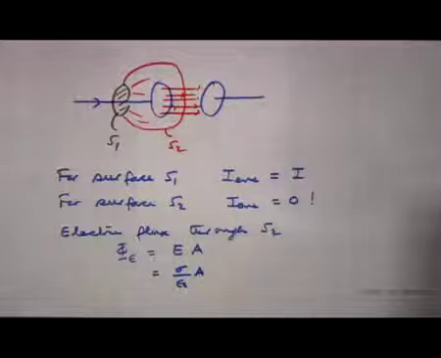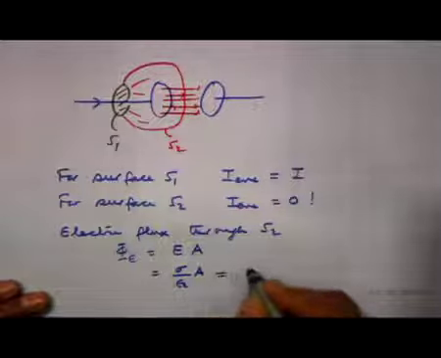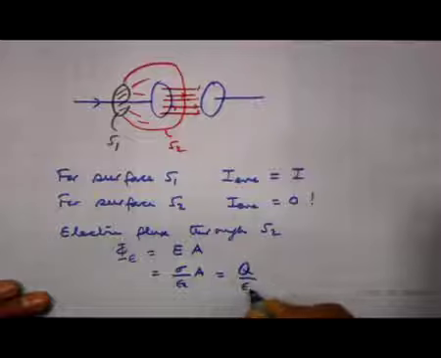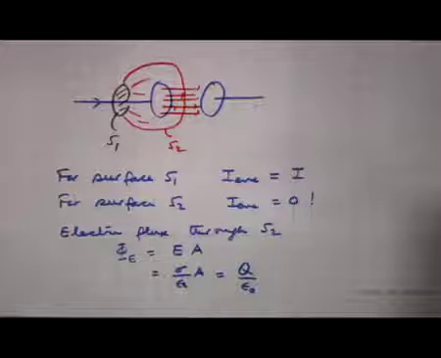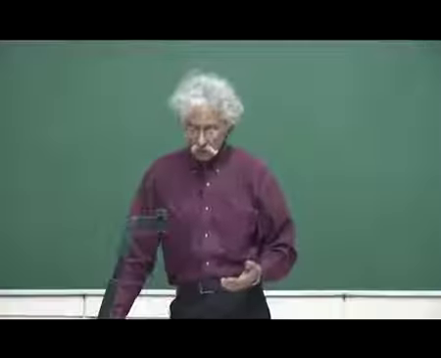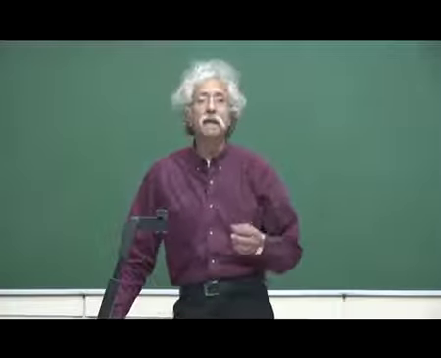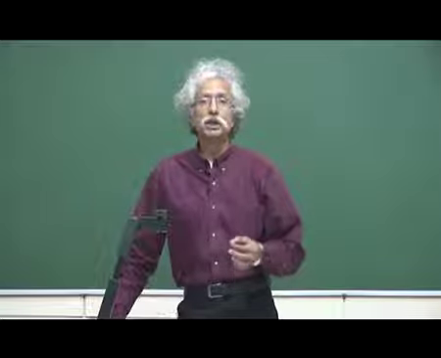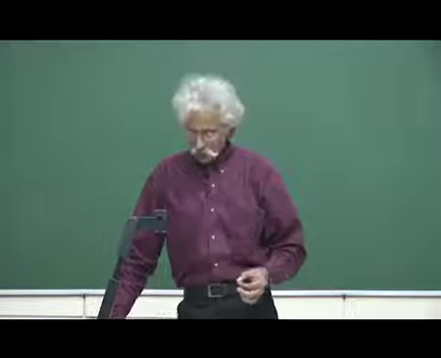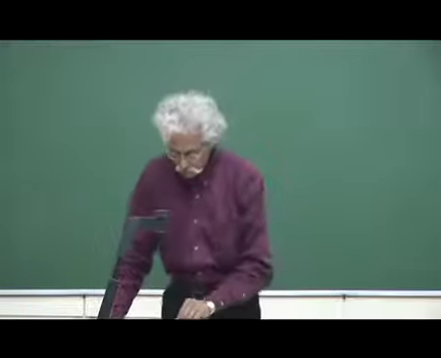where sigma is the charge density, charge per unit area. So, sigma into A is nothing but q by epsilon 0, where q is the charge on the capacitor plates. Sigma, the charge per unit area, multiplied by A, the area of the plates, gives me the total charge contained on the surface of the capacitor plates. So, that is q by epsilon 0.